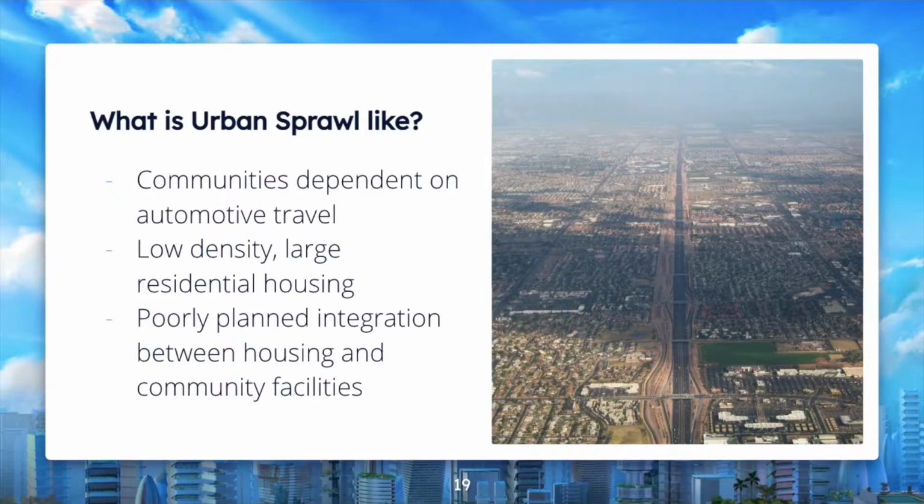It includes a high dependency on automotive travel, so this means driving a lot, large distances, very spread out neighborhoods, so less like townhouses and apartments and more single houses, detached houses that are spread throughout a large residential neighborhood. Poor planned integration between housing and community facilities. So this means things like community centers and other public services are hard to access.